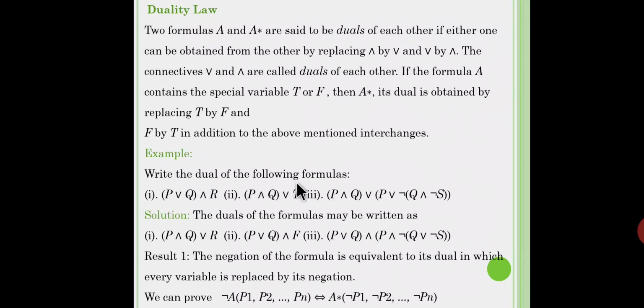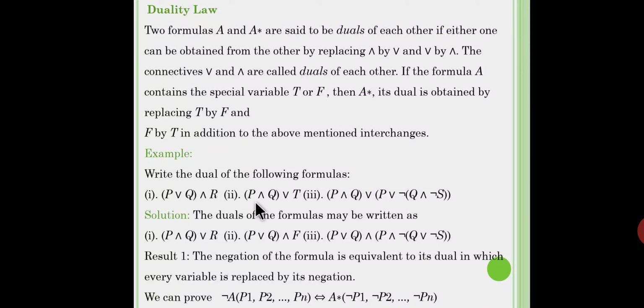Write the duals of the following formulas. The first formula is P or Q and R. So what is the dual of this formula? We replace the OR symbol by AND and AND by OR. So the resulting formula is P and Q or R.